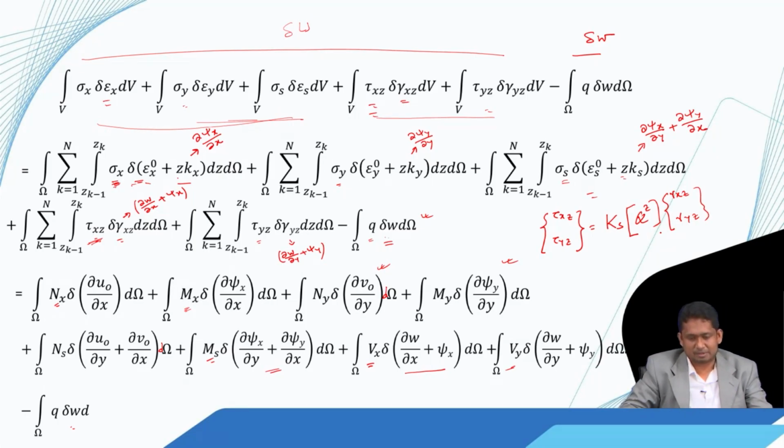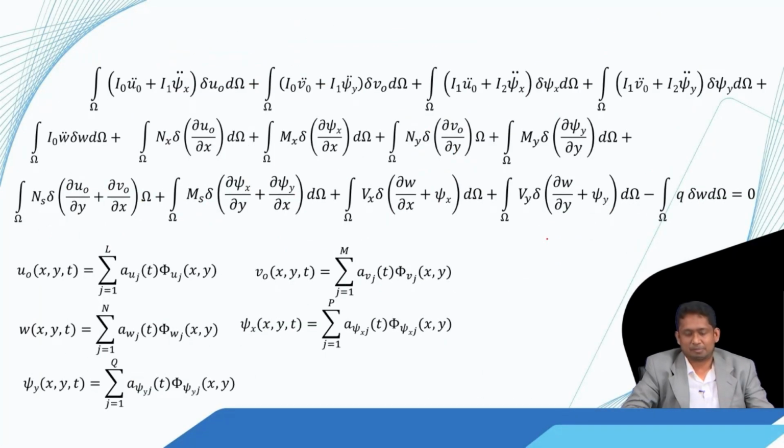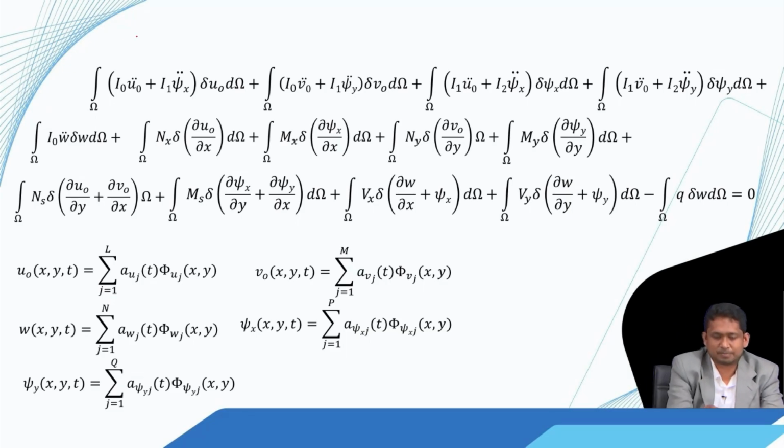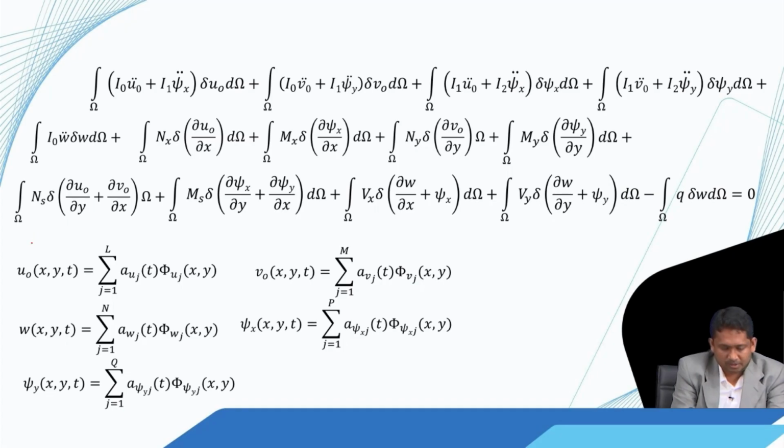Now, if I combine all the terms whatever we derived here and here and put them into Hamilton's principle, the equation looks like this. So, finally, this is the expression of Hamilton's principle after incorporating the shear deformation. Now, our job is to make assumptions for u0, v0, w, psi x, psi y. So, here we have 5 variables. Previously it was only u0, v0, w, now we have 2 more variables, psi x and psi y. So, we assume them like this.